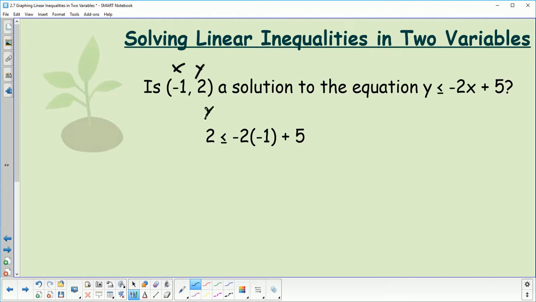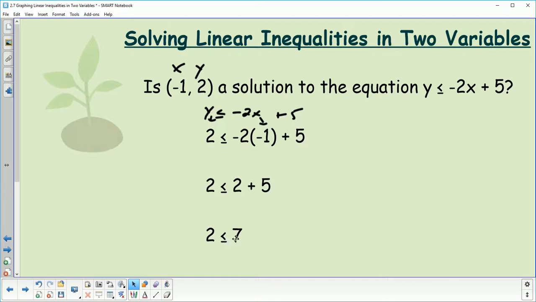I just took that inequality, y is less than or equal to negative 2x plus 5, and you'll see that for x I plugged in the negative 1, and for y I plugged in my 2. And we want to simplify, so I do negative 2 times negative 1, that gives me 2, and then I combine those, I get 2 is less than or equal to 7. Well, 2 is indeed less than 7, so that is a true statement, which means we would say yes, negative 1, 2 is a solution.